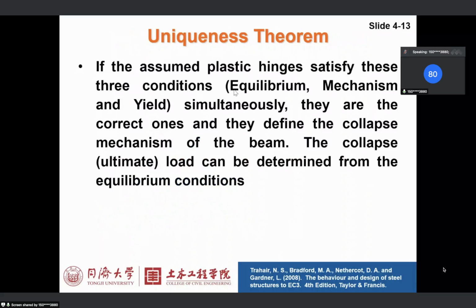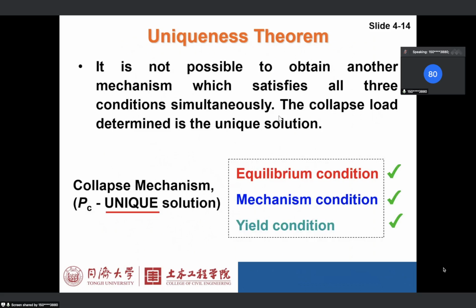What is the uniqueness theorem? If the assumed plastic hinges satisfy these three conditions simultaneously, they are the correct ones, and they define the plastic mechanism in the beam. And the resulting PC can be determined from the equilibrium conditions. This is the uniqueness theorem, which I have already mentioned before.